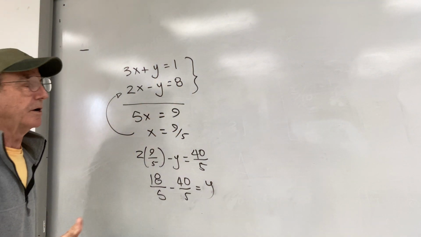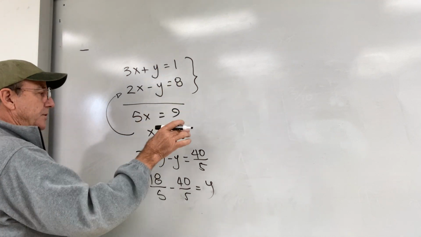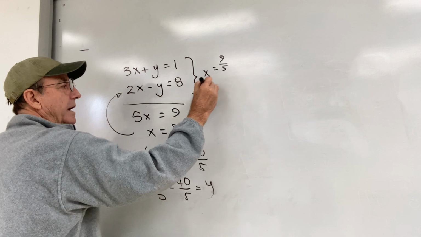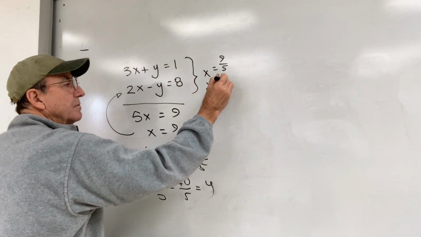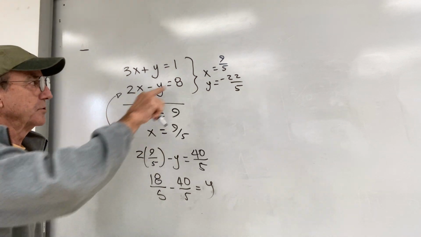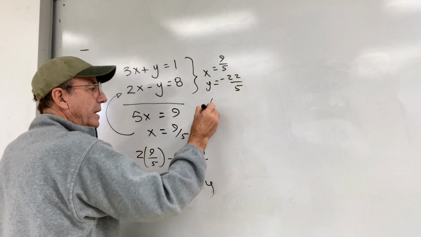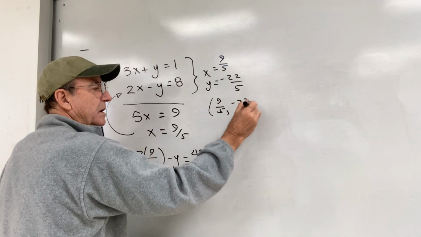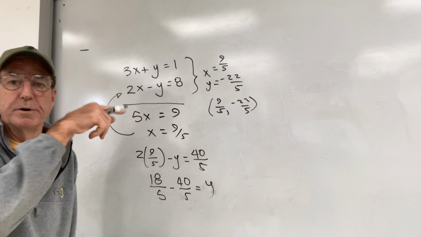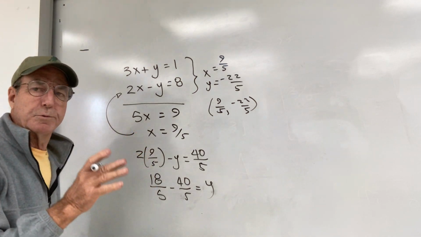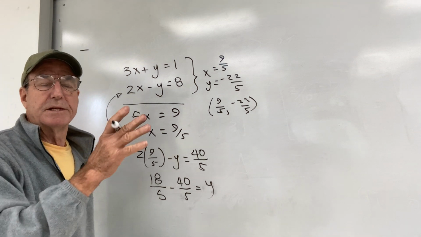So this is fairly simple, right? Two equations, two unknowns. Using combination, we get x is 9/5 and y is negative 22/5. If we were to graph these two lines, they would intersect at that point. So that would be an ordered pair, 9/5 and negative 22/5, the point of intersection of the two lines if we were to graph them.